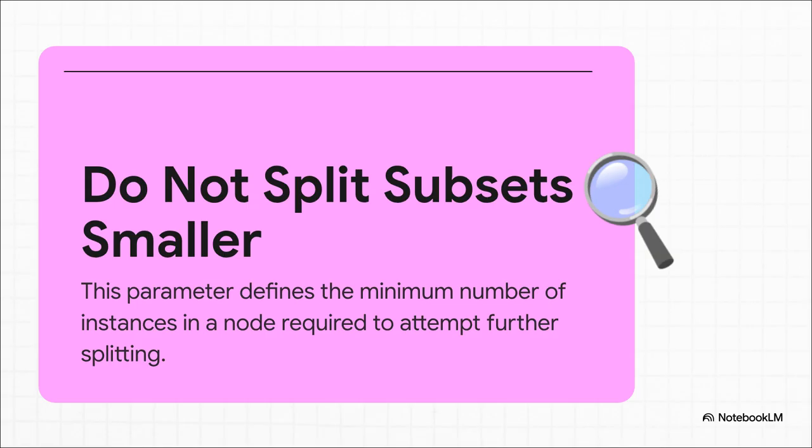So, if your minimum leaf size is 10, but you set this minimum split size to, say, 25, any group with 20 data points just stops right there. It can't be split again, so it automatically becomes a leaf. It's a really great way to keep your tree from getting way too deep.